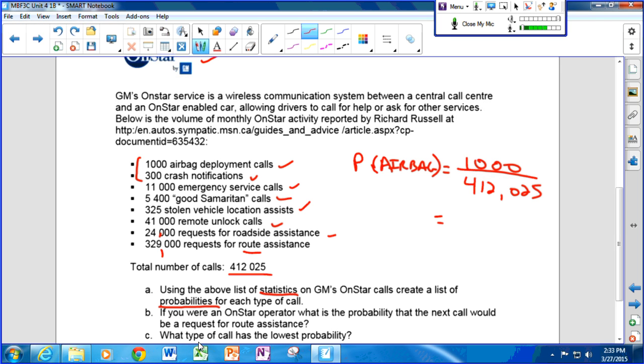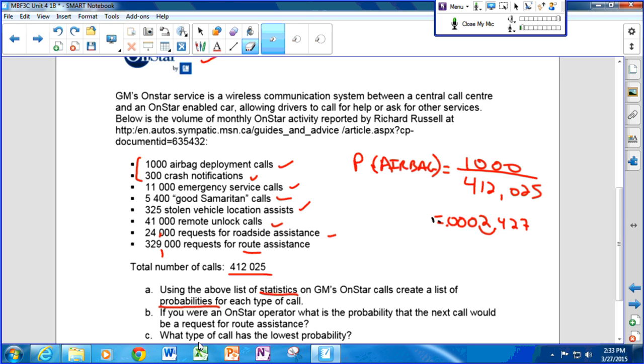So it's just 1,000 divided by 412,025. Now this is a very small number, and it's actually given me something in scientific notation, E to the minus 4. So it's 2, 4, 2, 7. Now when it says to the minus 4, you basically go 4 hops to the left. So it's 1, 2, 3, 4. Whoa. So there you go. That's a very small number.